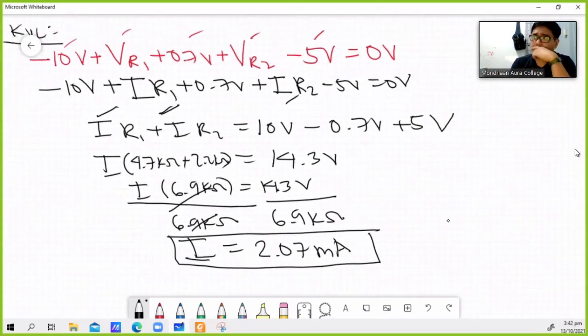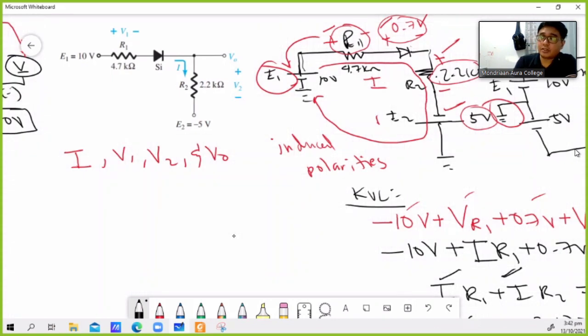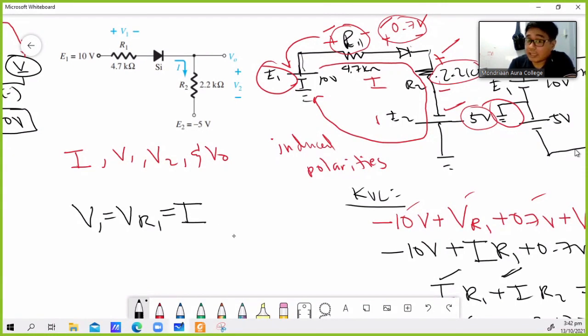So paano natin masosolve yung voltahe ng dalawang resistor na yun? Eh di Ohm's law, no? Napakadali, di ba? Kasi alam na natin kuryenteng dumadaan sa kanila. Alam natin yung value ng resistance nila. Therefore, masosolve na natin yung kanilang voltahe. So V1, which is also equal to VR1, it's the same thing. That is equal to I, yung kuryenteng dumadaan sa kanya, multiplied by its resistance. V is equal to IR.